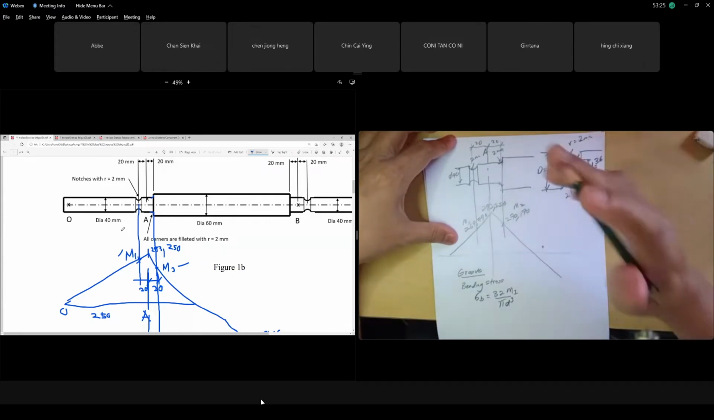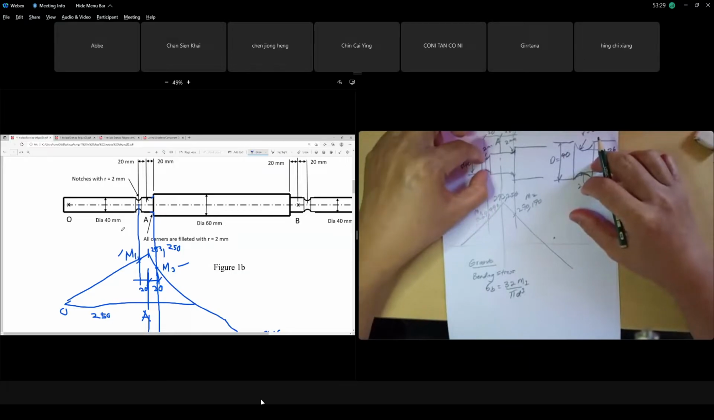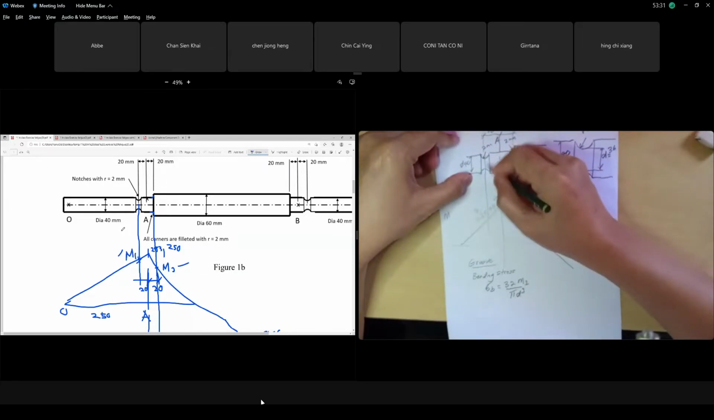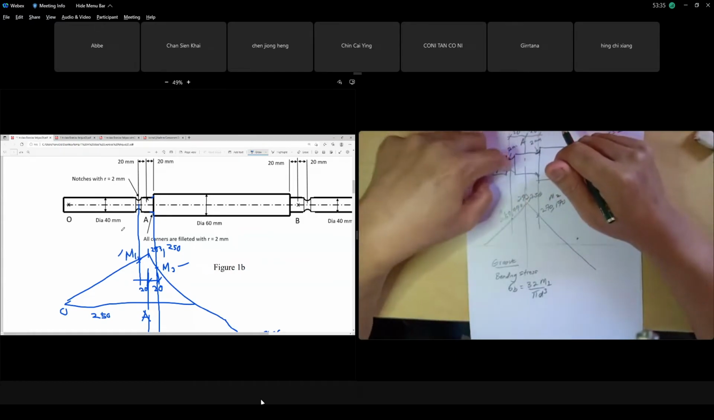Okay, this is the groove case. Case 1, we forget about the shoulder first. We have two cases. Later we go to the shoulder. We go to the groove first. We need to concentrate. Either this area, that is the point of the groove, will it fail or not? We need to find the safety factor.